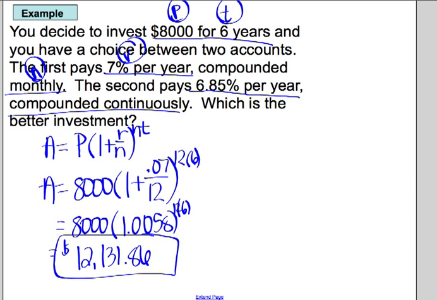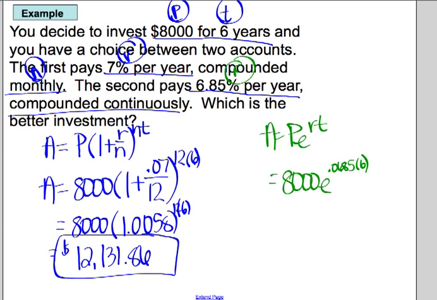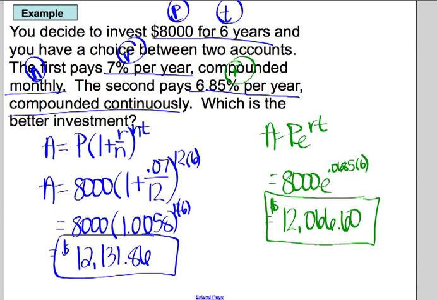Let's do the same thing, only now we're compounding continuously. So now we have to use that other formula, PE to the RT. Our P doesn't change. Our rate, though, does, 6.85%. And our T is still 6 years. Go ahead and pause your video and see if you can come up with the amount. Hopefully you got somewhere around $12,066. Your amounts might be a little bit different based on how your rounding happens, but you can see clearly that the better investment would be to use the first account.